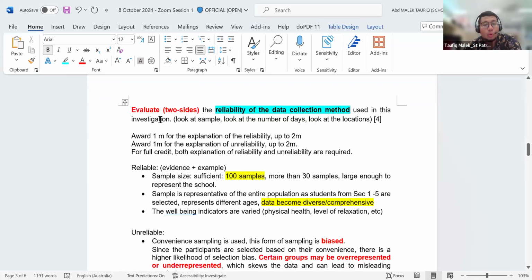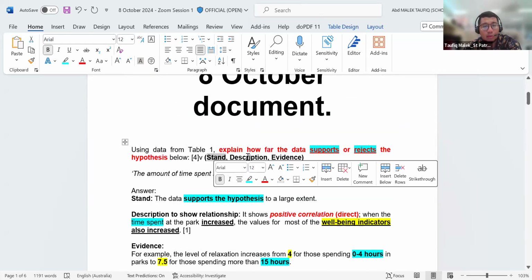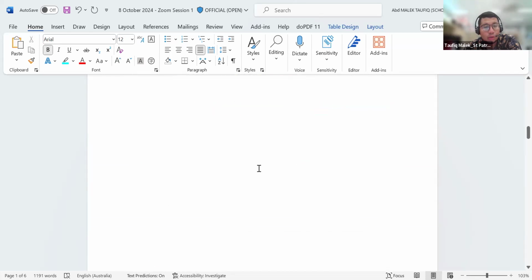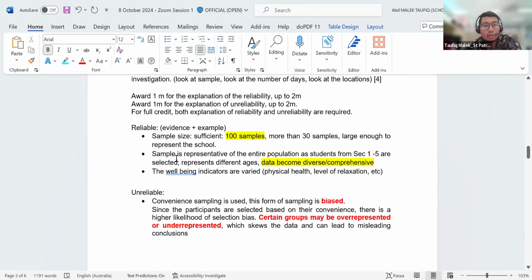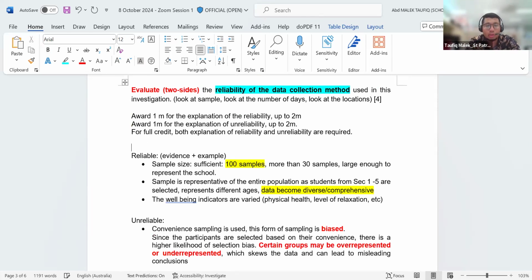Okay. So when you see evaluation and this type of question, it is the same way as how you did the previous question. Stand, followed by description, followed by evidence. Same thing, so it's like SDE, right? Yeah, it's the same thing, SDE. So what do you mean by stand, description, and evidence? Let's look at the reliability. So I will do this.